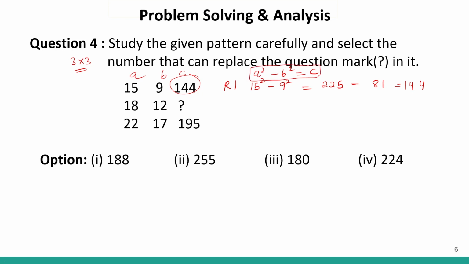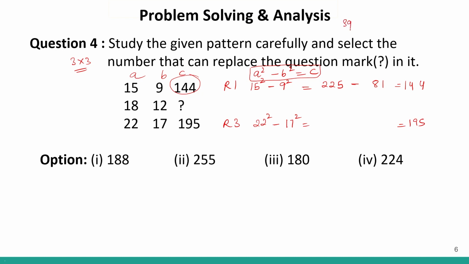This is the pattern I think is correct. So let us check if row 3 follows. A square will be 22 square minus 17 square equals C, which is 195, right? It should be equal to 195.